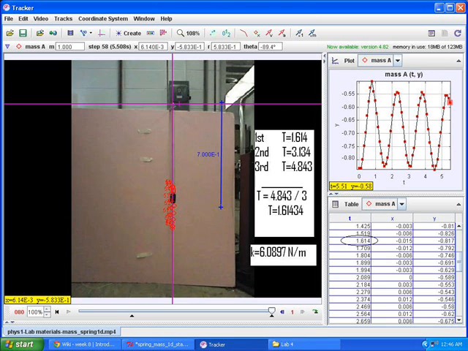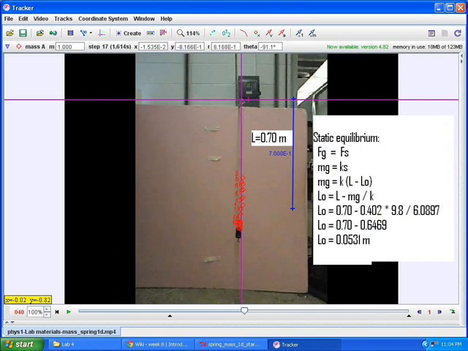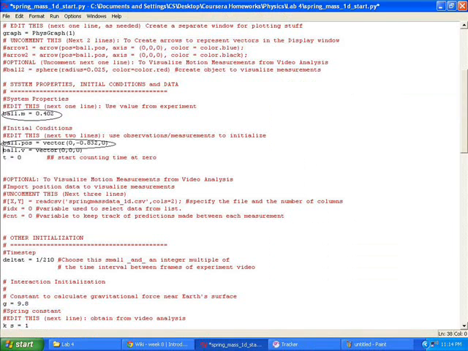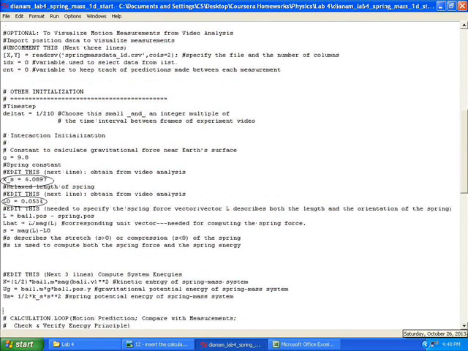Writing down the equation of static equilibrium, I extracted the elongation L0, and doing all the necessary calculations, I obtained L0 equal to 0.0532 meters. The initial conditions, such as spring mass and object position, and the obtained results, elasticity constant and elongation, are inserted into the Python program as initialization.